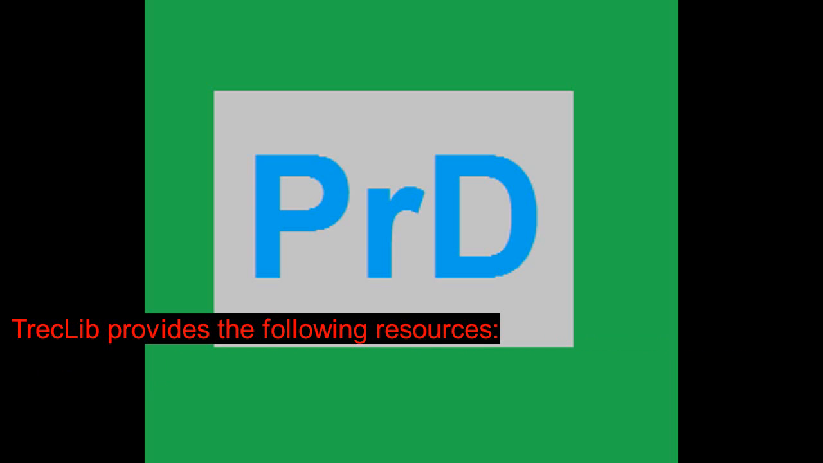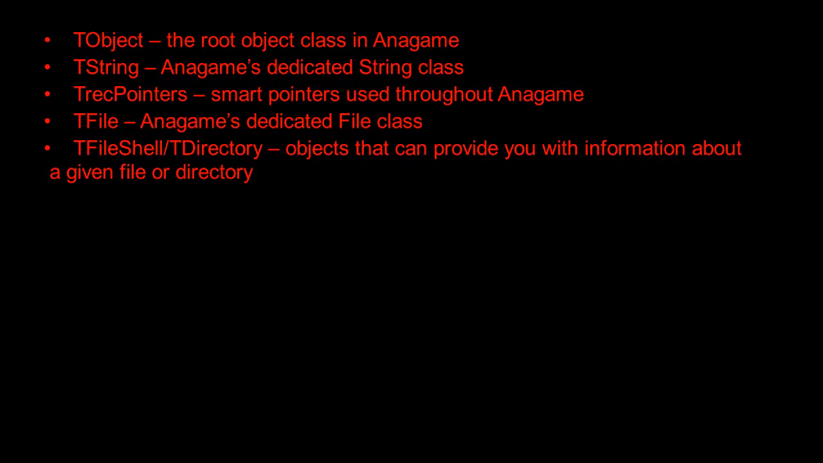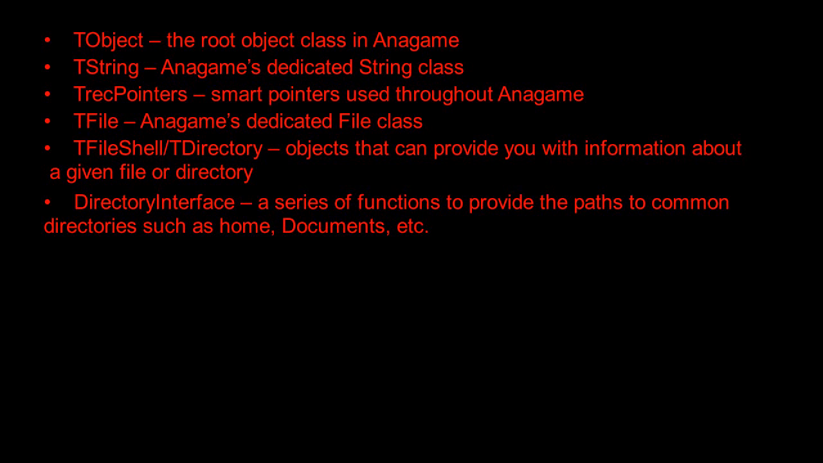TrecLib provides the following resources: TObject, the root object class in Anagame; TString, Anagame's dedicated string class; TrecPointers, smart pointers used throughout Anagame; TFile, Anagame's dedicated file class; TFile shell and TDirectory, objects that can provide you with information about a given file or directory; directory interface, a series of functions to provide the paths to common directories such as home or documents, etc.